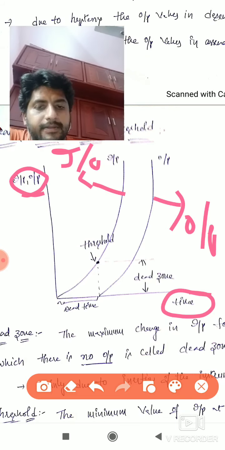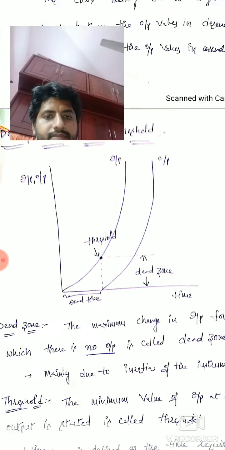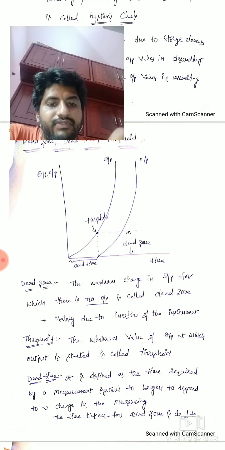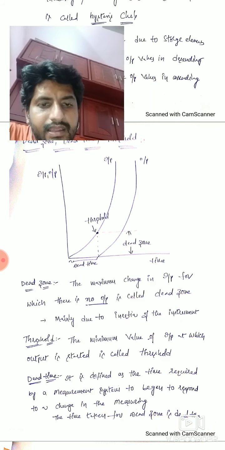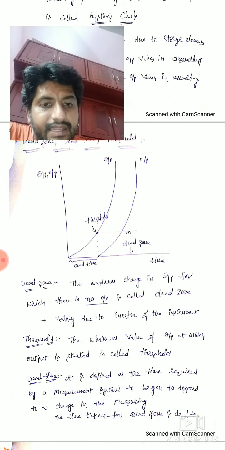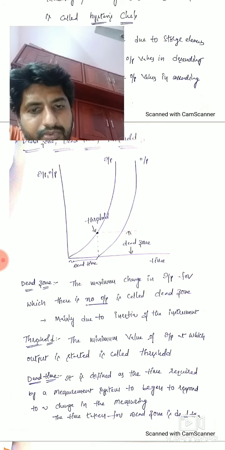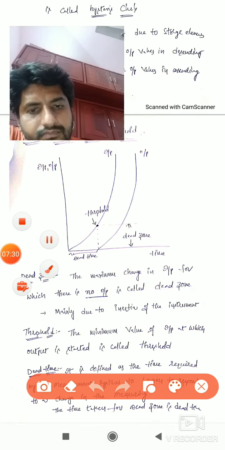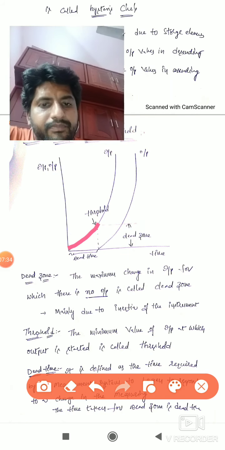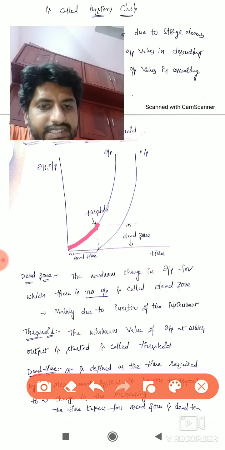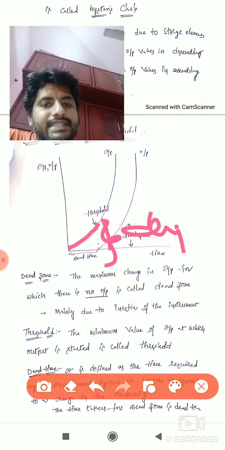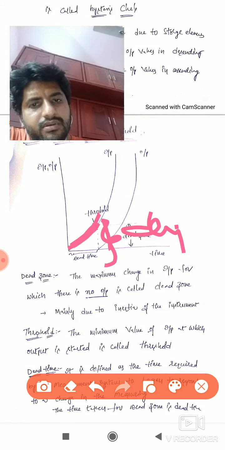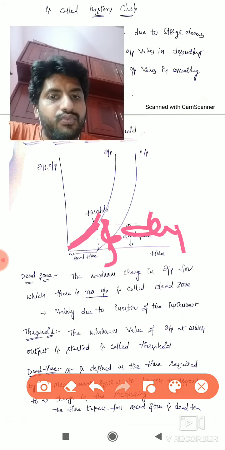Dead zone means the minimum change in input for which there is no output. See, this is the time. The minimum time you are changing your input, you don't have any output. So you are changing your input, and you don't have any output. This zone we can call a dead zone. The maximum change in input, changing input, but you don't have any output. So that zone we can call a dead zone.